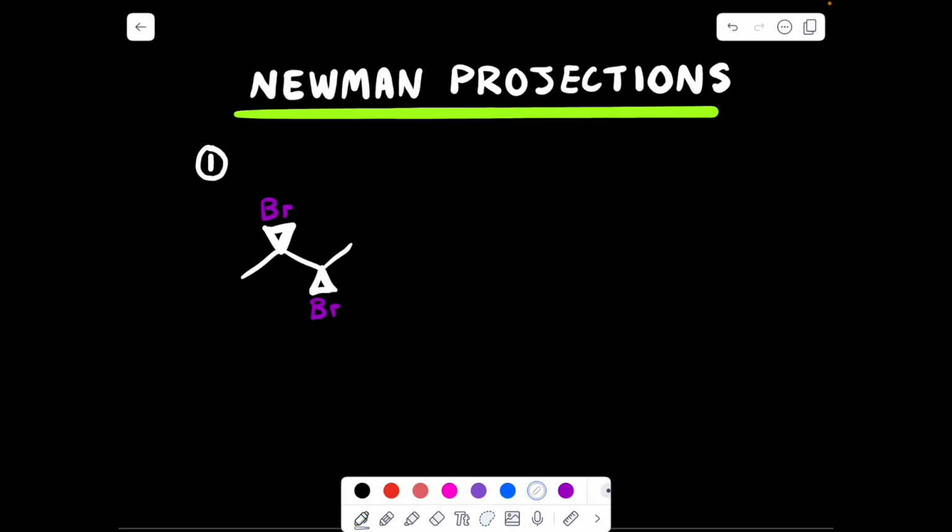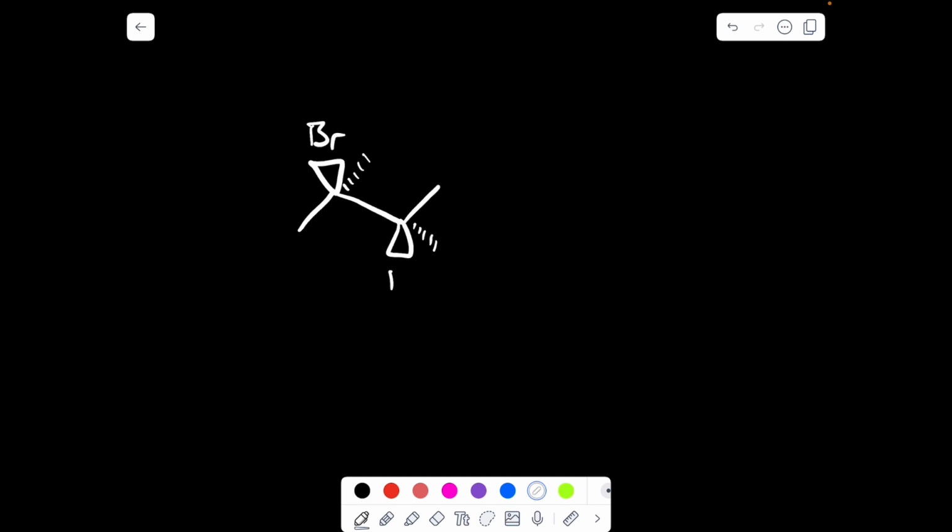In this video we're going to be going over how to draw Newman projections in a step-by-step fashion. Essentially, you will be given a structure, and if it has dashes and wedges, where this would be a dash and that would be a wedge, it would mean that this is in the fence post projection.